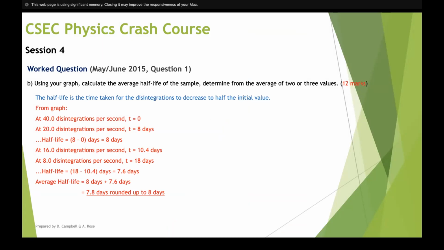And then we can find the average half-life by adding 8 days plus 7.6 days and then dividing by 2. And that would give us an average half-life of 7.8 days, which we can round up to 8 days. So this should be 8 plus 7.6 divided by 2 as its average. All right. So of course you could use another value to obtain the half-life, and then you would add that to the 2 that you have and divide by 3. But of course it says you can use 2, so 2 is fine as well.